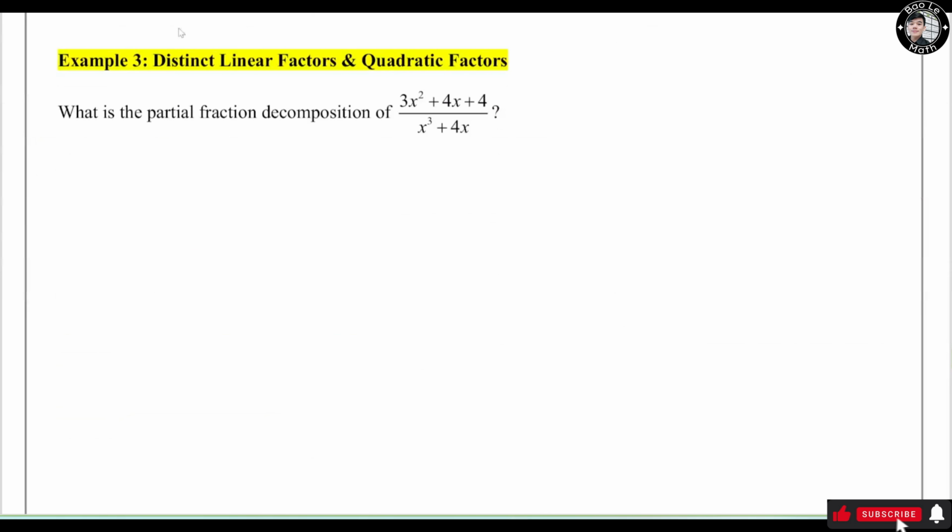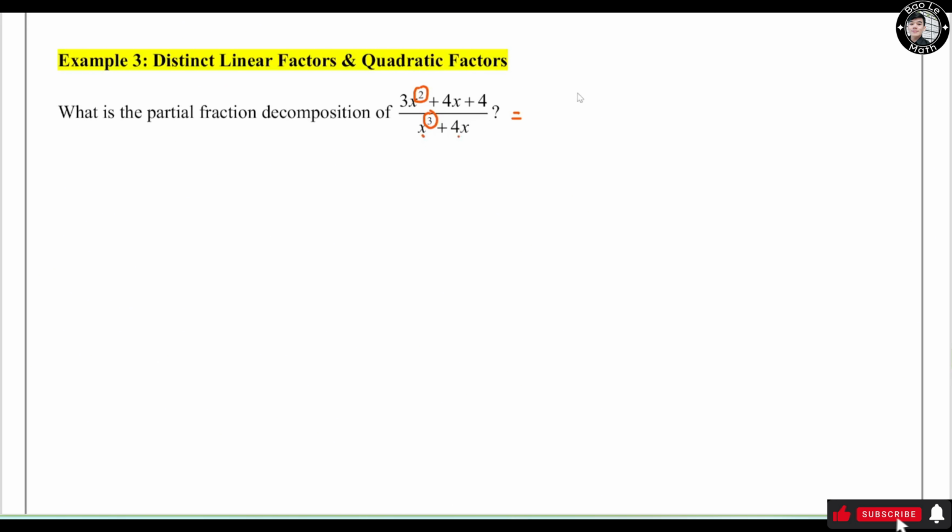Now let's move on to example number 3. Distinct linear factors and quadratic factors. So basically, you have both linear factor and quadratic factors in the same problem, right? Now, we're gonna rewrite this one. The degree on the numerator right here is less than the degree on the denominator. So we don't need to perform long division, right? So we only need to factor the denominator.